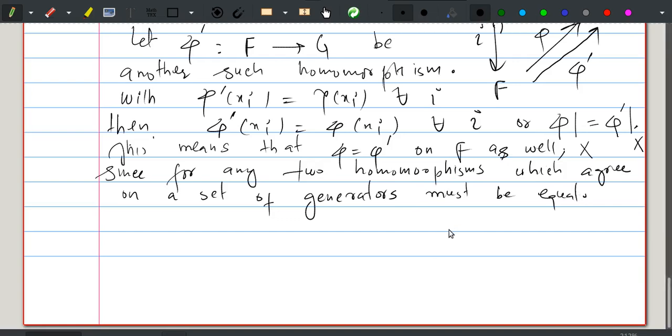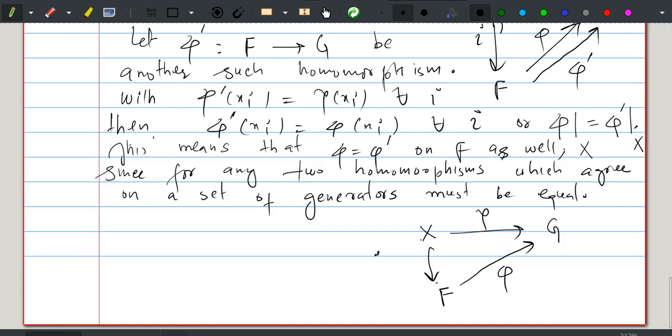So what we did: if X is the generating set of F and we have any map from this generating set X to any abelian group G, then if this map is defined on the generating set of F, we can lift this map uniquely to a homomorphism phi from F to G. This is the freeness property of F. So we are done. Thank you.